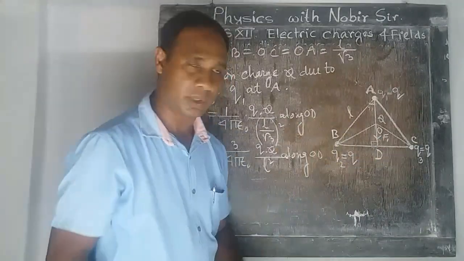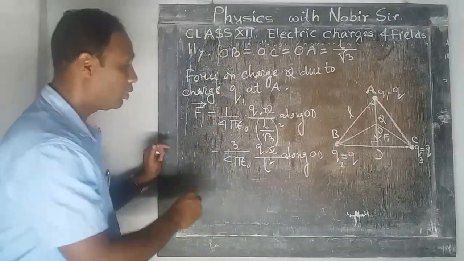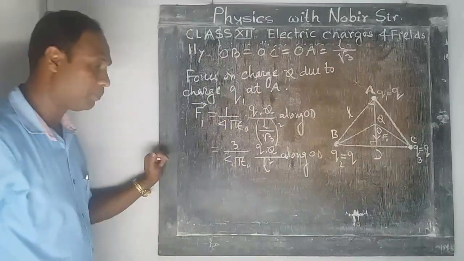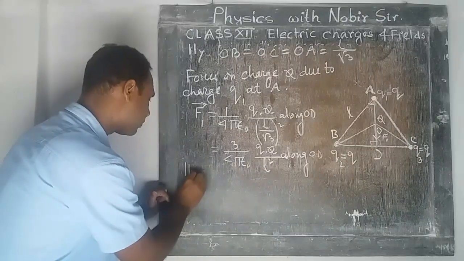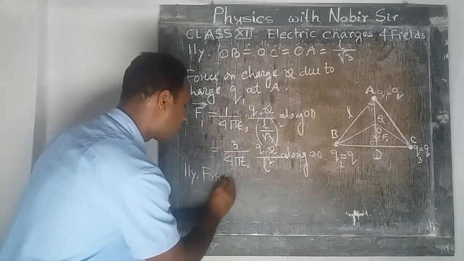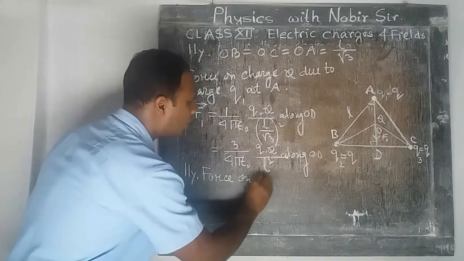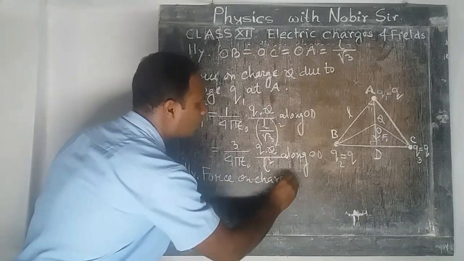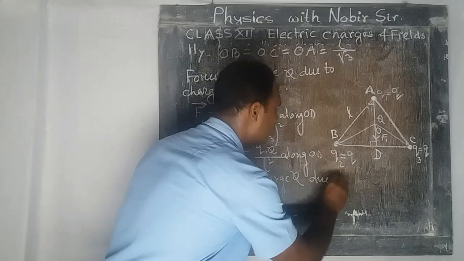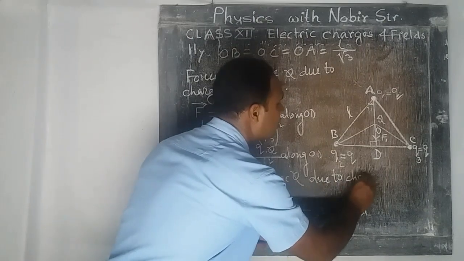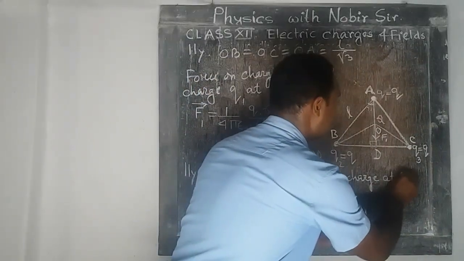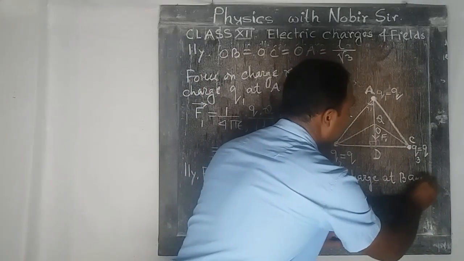So this is F1, force on the charge capital Q. Now we have to find out the force on charge capital Q due to charge at B and C, similarly.